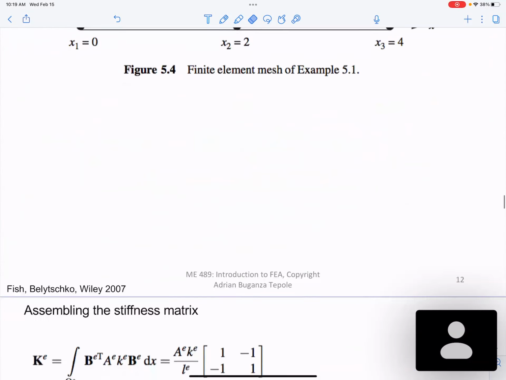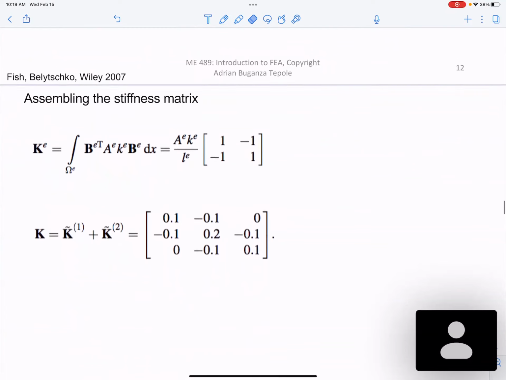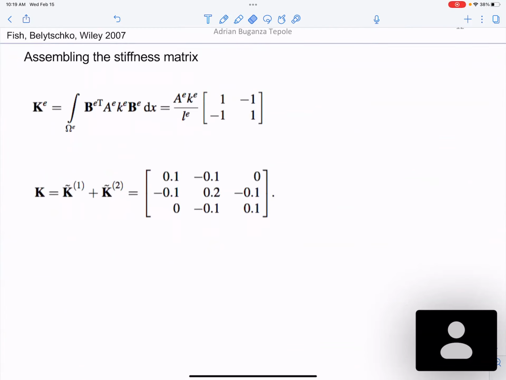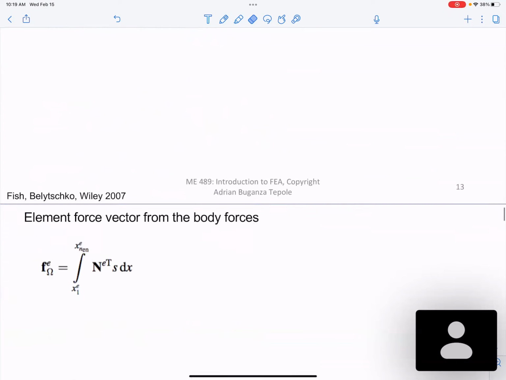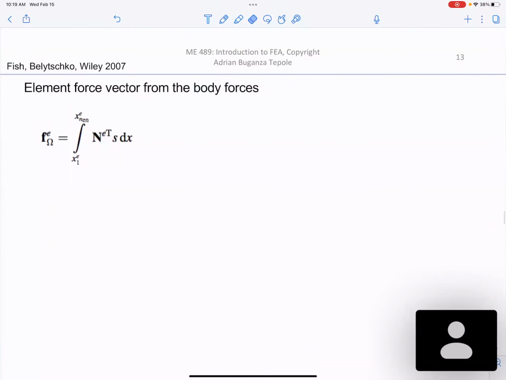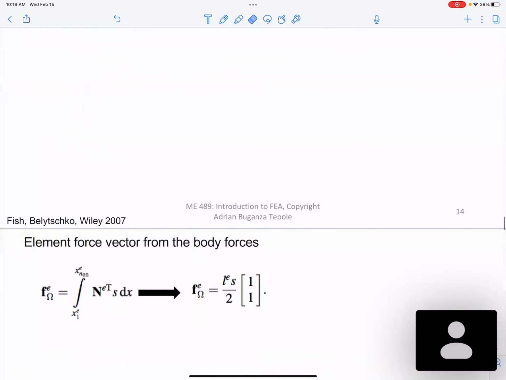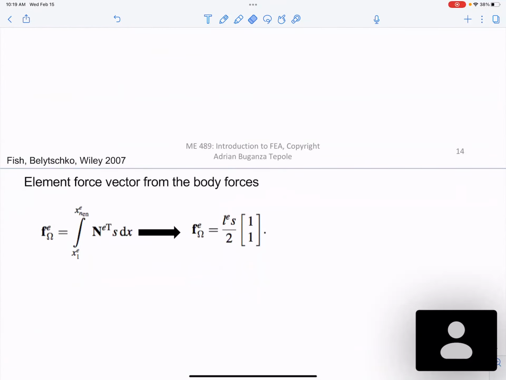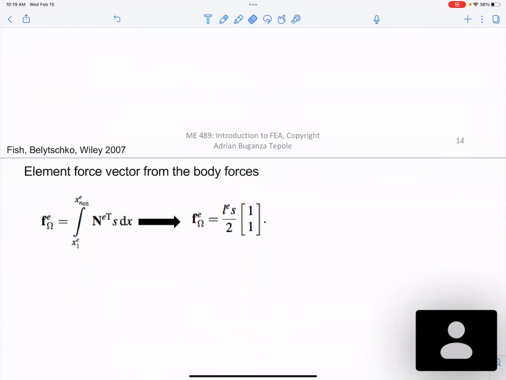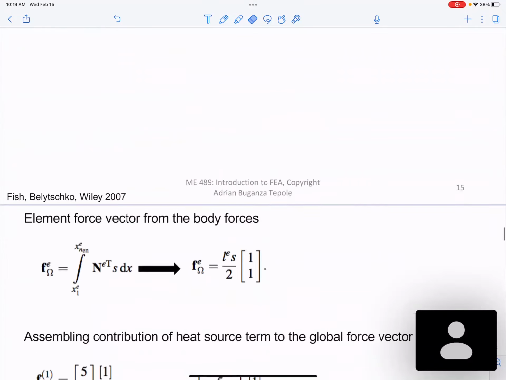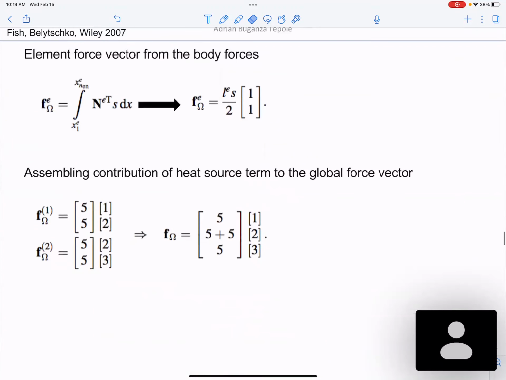The only thing I want to point out before we leave is that the assembly for this problem is the same as for the trusses. Once you have the element stiffness, the assembly is exactly the same. The body force, like I said, is the integral of the shape functions times the S. I think the S in this case is constant, so you only get L/2 times the value of the source term. So there are two force vectors, and you do the assembly exactly the same as for the trusses.